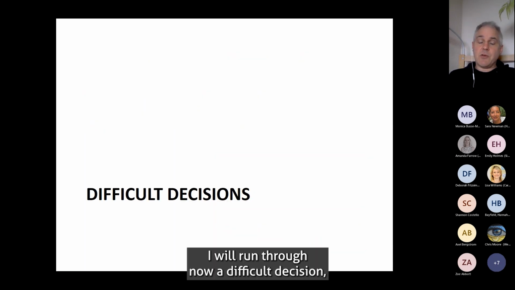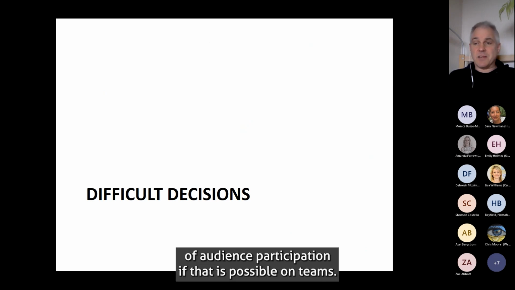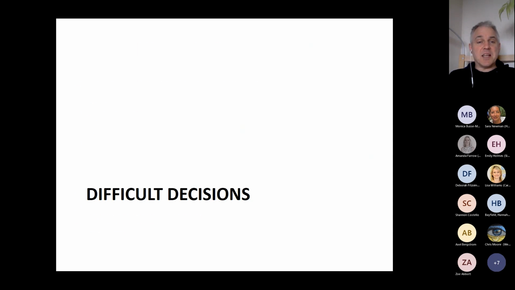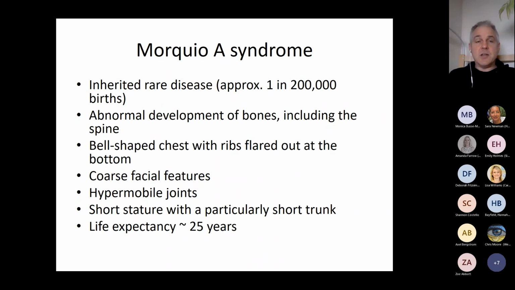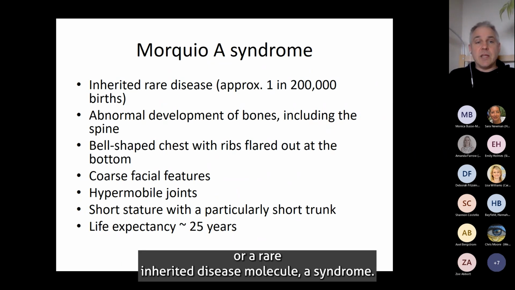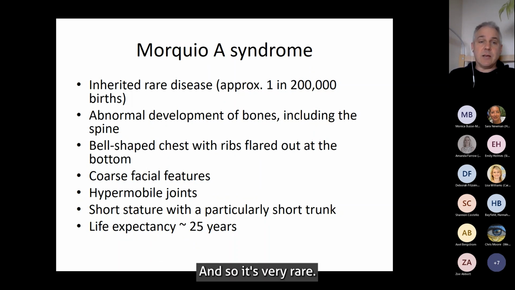Right, I will run through now a difficult decision and maybe a little bit of audience participation if that is possible on Teams. It's in relation to a treatment that was appraised by NICE for a rare inherited disease, Morquio A syndrome. It affects 1 in 200,000 live births, so it's very rare.